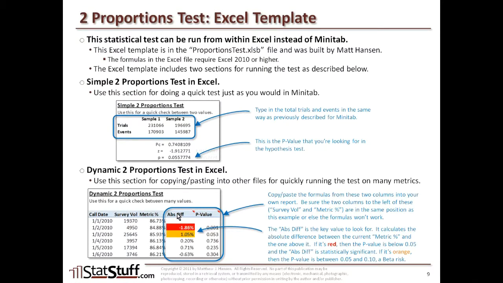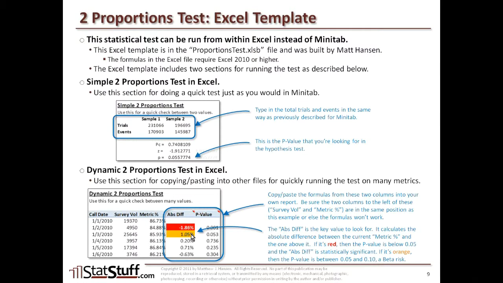And again, it's going to have your same two columns here, the absolute difference and the p-value. It works the same, where if you have your data set up in that format, you merely have to copy and paste these last two columns, and it'll calculate for you what the p-value is, what the raw difference is, as well as highlight in red or in yellow.